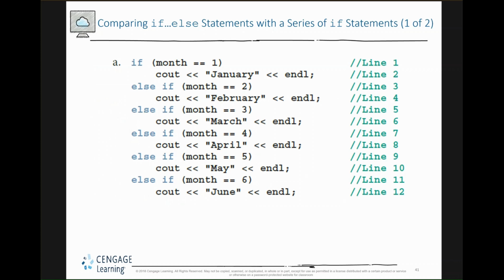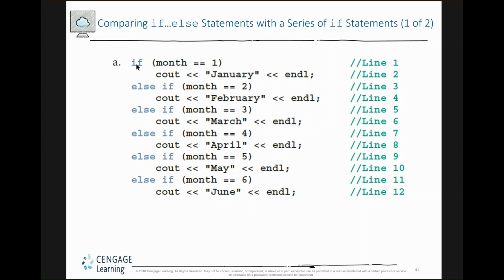This program is written using a sequence of if-else statements. It assigns a string value for a month of the year to a numerical value. So let's look. If month equals 1, then you're going to put on the screen January. Else, if month equals 2, then you're going to put February on the screen, and so on, all the way through June.